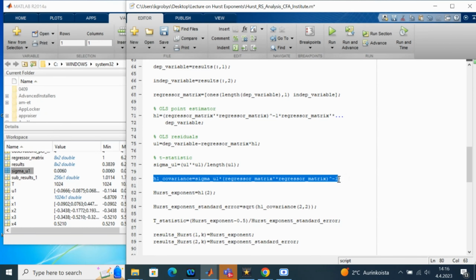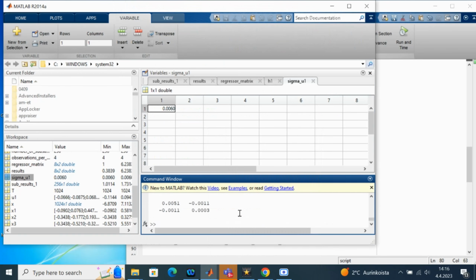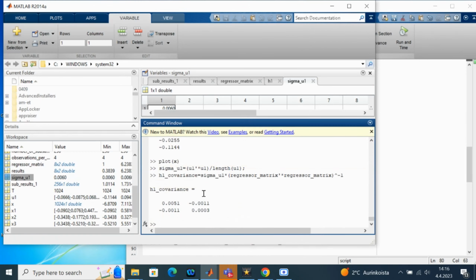Let's copy that here into Matlab. Voila, this is what comes out. Okay, and the interesting element is obviously the second element on the main diagonal. The first element is obviously the variance of the corresponding point estimator for the intercept term, right? What we see above and below the main diagonal is the covariance between the point estimator for the intercept term and the Hurst exponent. And the second element on the main diagonal is the corresponding variance for the Hurst exponent.